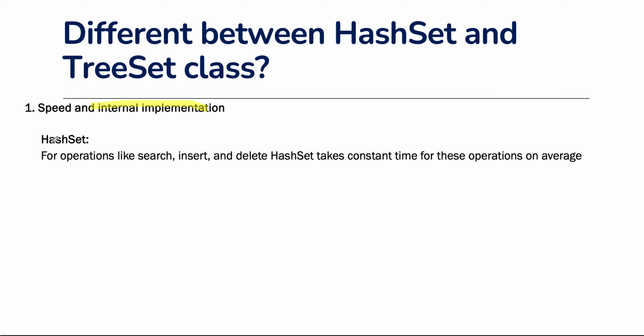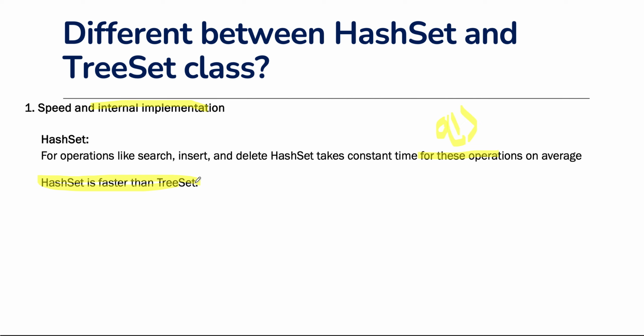So as we know, for operations like searching, insert, delete, hash set takes constant time on average, right? That is what we have seen, like O(1). O(1) means constant time complexity it is going to take for all those operations. And hash set is faster than tree set. Why? Because tree set performs some extra operation. That extra operation is that it is going to sort the elements in ascending order by default.